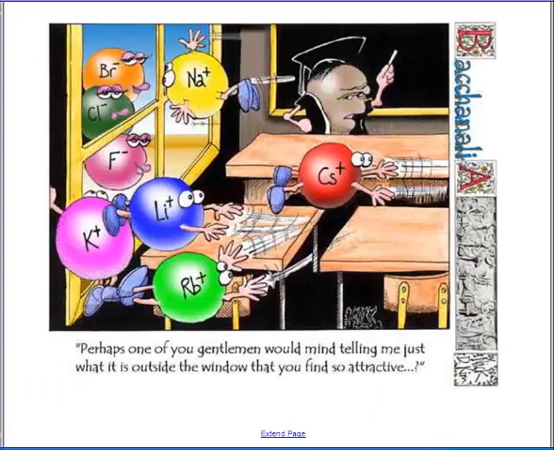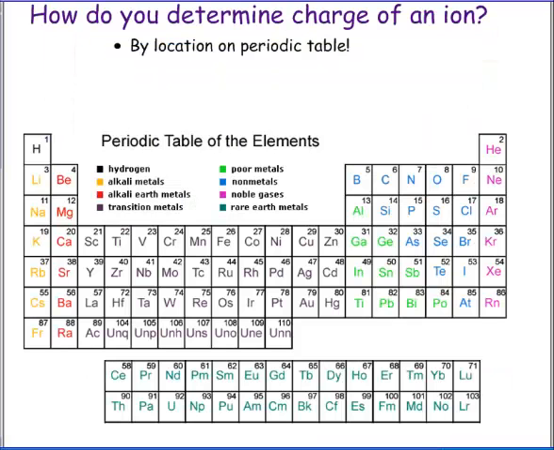So we can kind of look at this cartoon here. If you read the bottom part, it says, "Perhaps one of you gentlemen would mind telling me just what is outside the window that you find so attractive." So we see these positive ions and we see these negative ions. Well, how do we know what elements are positive and what ones are negative? Well, this all goes back to your periodic table, and that there is a pattern on your periodic table.